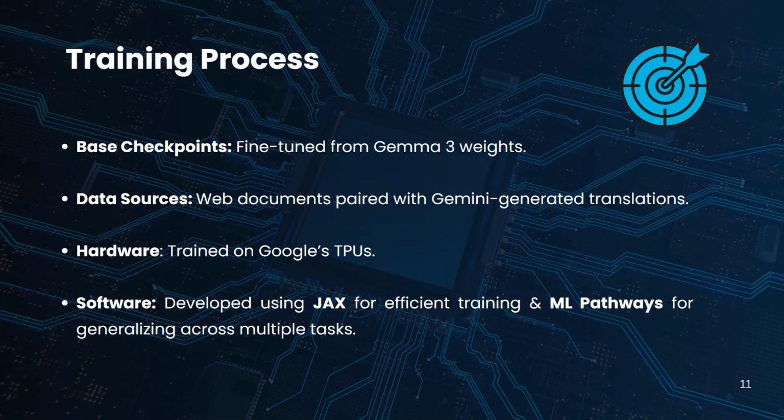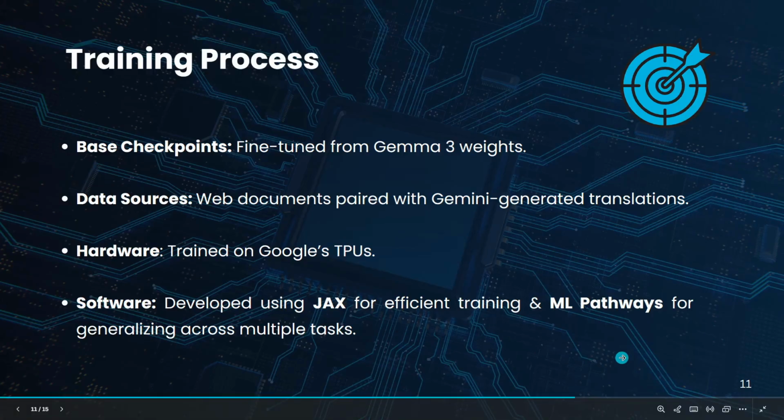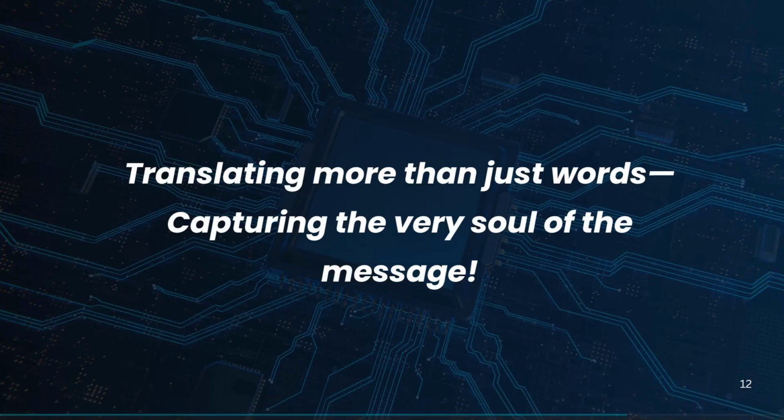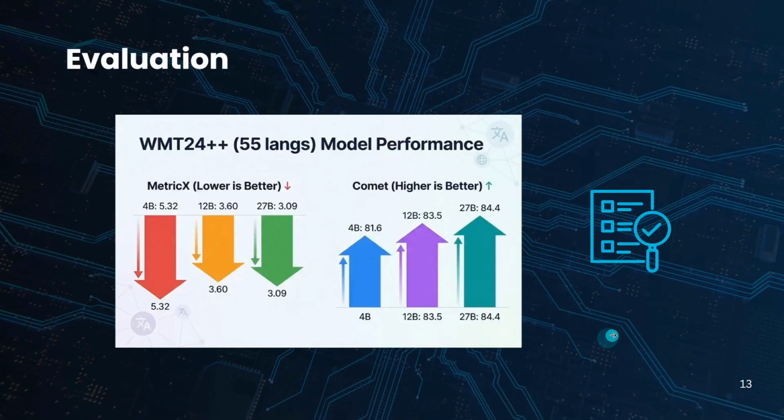So as already mentioned, it was fine-tuned from the Gemma 3 weights, and its data sources included some web documents and also some translated documents by Gemini, and also some public documents. It was trained on Google's TPU hardware, and it used JAX and ML Pathways to generalize across multiple tasks. So it can translate more than just words. It can also capture the very soul or essence of the message.